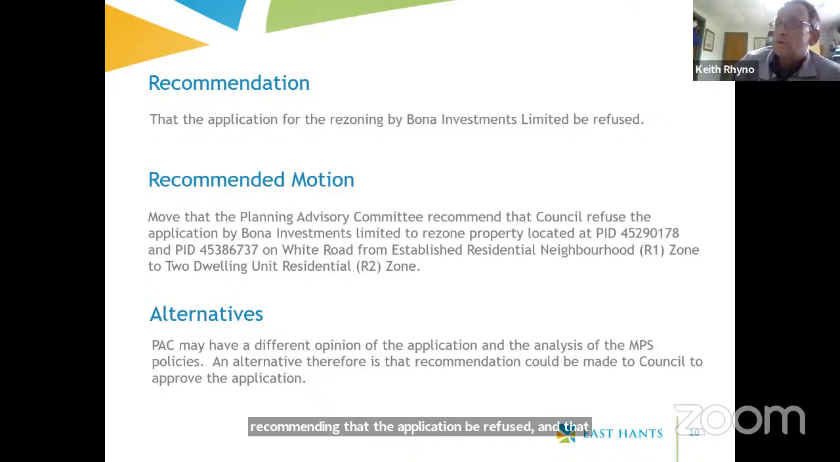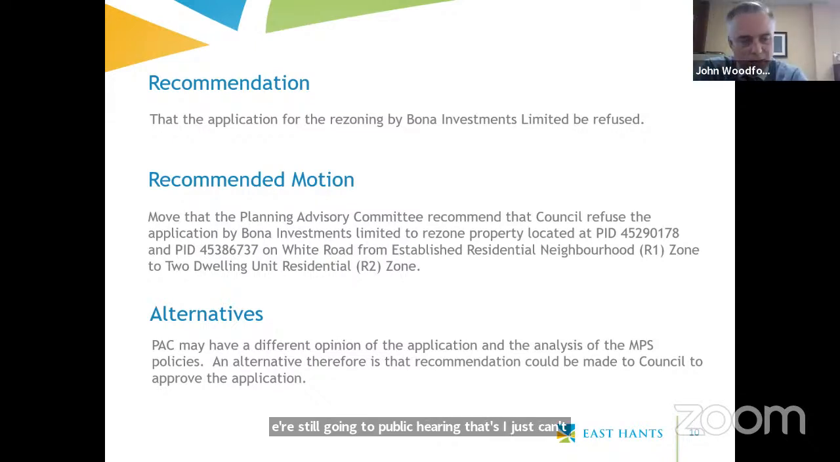So on a little point of procedure, right now, we're going to say no if we decide this, but we're still going to public hearing. I just can't understand that. Well, through Mr. Chair, if I could answer that one. You already approved a public hearing, so we set it. If this motion passes, then PAC will be recommending a refusal, but council could change its mind after it hears from the applicant and the public. So that's the point of the public hearing.